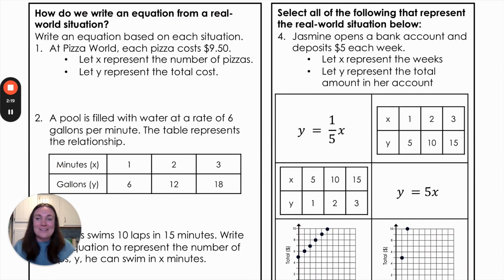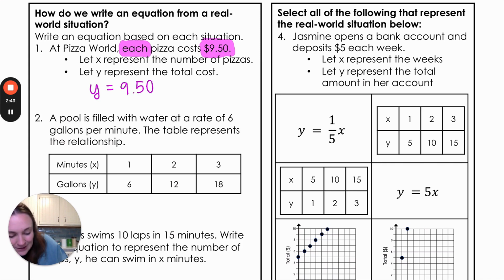So let's look at number 1 together. At Pizza World, each pizza costs $9.50. We want x to represent how many pizzas we're getting and y to represent the total cost. Our equation is always in the form y equals mx, and that each tells us that slope is 9.50. So my equation is y equals 9.50x.